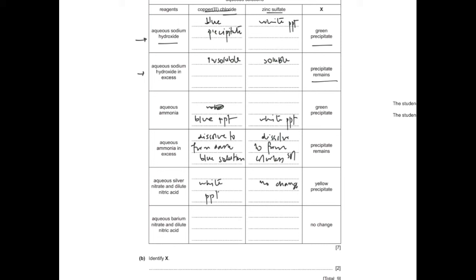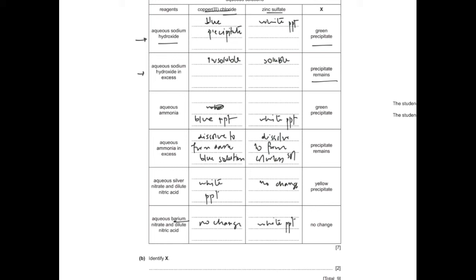The silver sulfate is soluble. In fact, silver sulfate is soluble. With barium, if you're adding barium nitrate, barium chloride is formed. Now, barium chloride is soluble in water, so it will not show any precipitate, so no change. But with sulfate, barium sulfate will produce white precipitates.